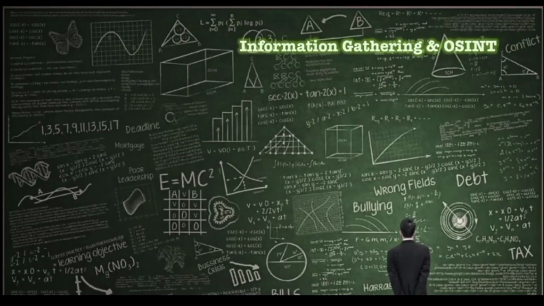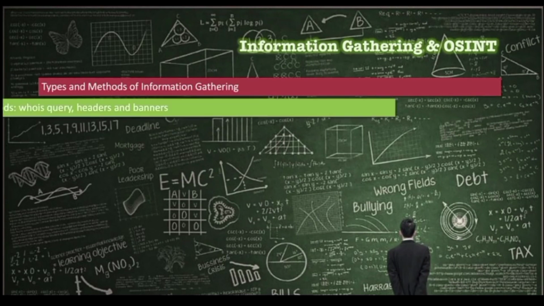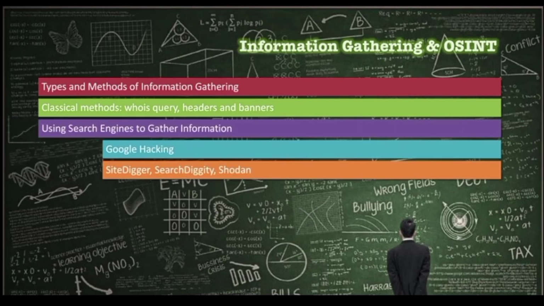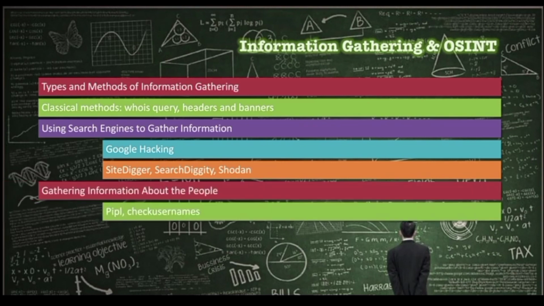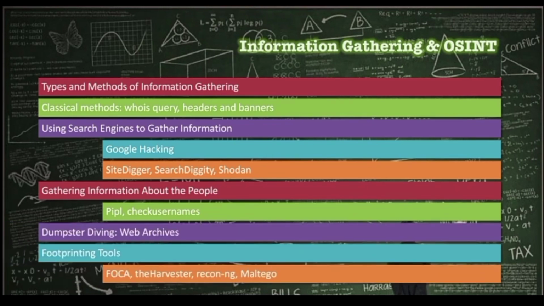The open source intelligence and information gathering is the section where you're going to learn the types and methods of information gathering. The classic information gathering methods, such as whois and banners. How to use search engines to gather information. How to gather information about the people who are related to the target company. And how to find more from the archives. And the tools to help you to collect the valuable information about the target company.